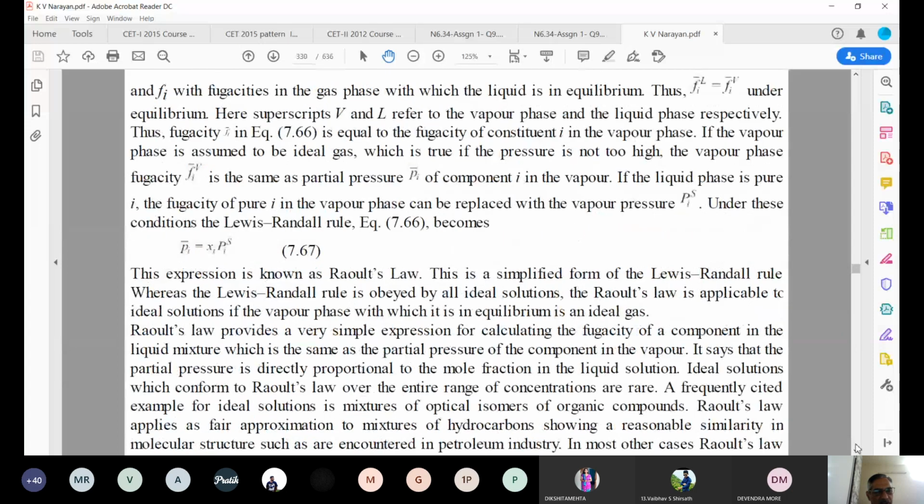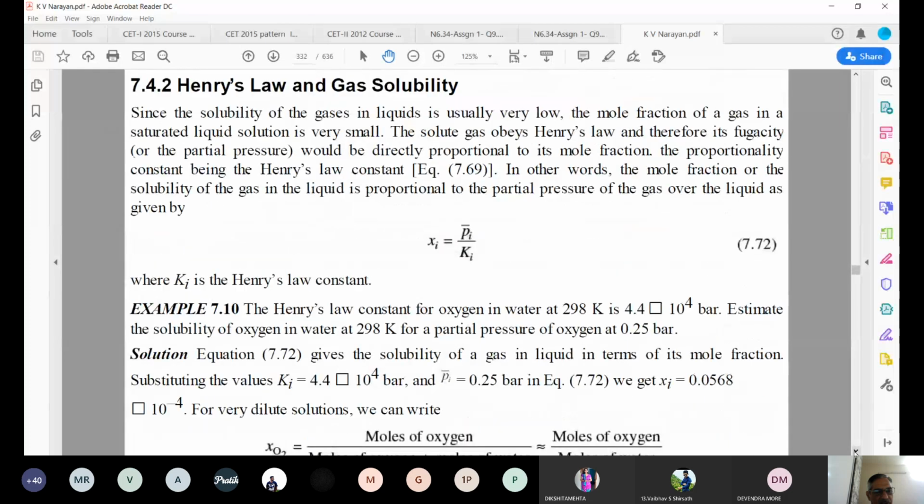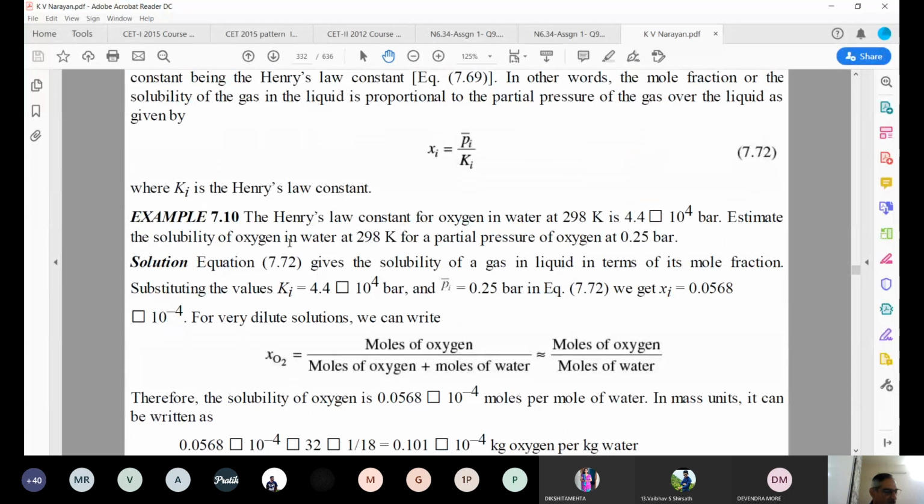7.10. Okay, can you see this? 7.10. Yes, sir. The Henry's law constant for oxygen in water at 298 Kelvin is 4.4 into 10 raised to the power of 4 bar. ये into है. Estimate the solubility of oxygen in water at 298 Kelvin for a partial pressure of oxygen of 0.25 bar.